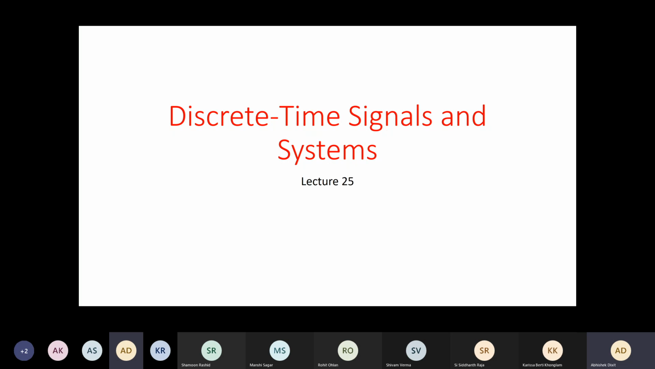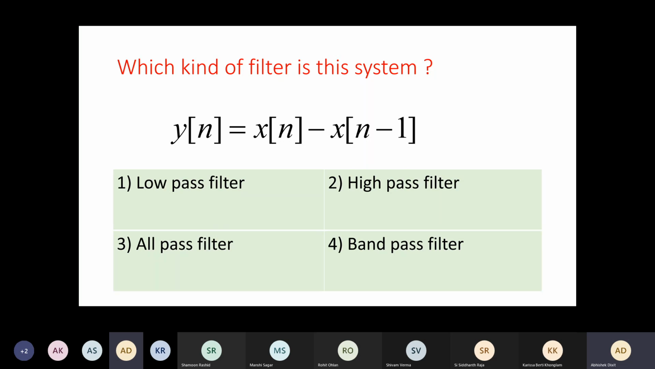Okay, so let us start the lecture straight away with a question. What kind of filter is this system? This is a discrete time system, and you have to tell us what kind of filter this discrete time system represents.